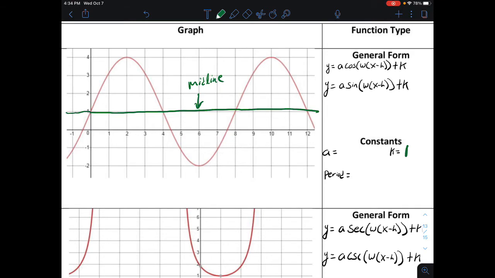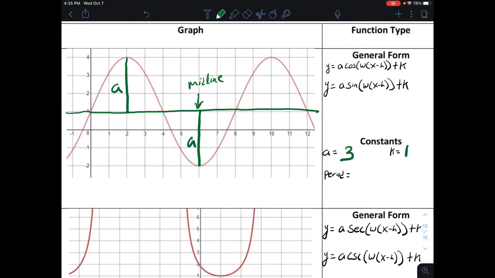Now, the a stands for the amplitude. So I look in reference to my midline, what is the maximum displacement from that midline to get to a peak? It doesn't matter if I go up to a maximum or go down to a minimum. Either one of those is going to be a. And looking at our grid, the change in the vertical displacement there is 3. So I have a and I have k.